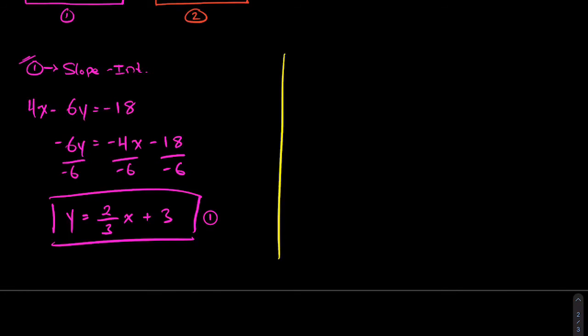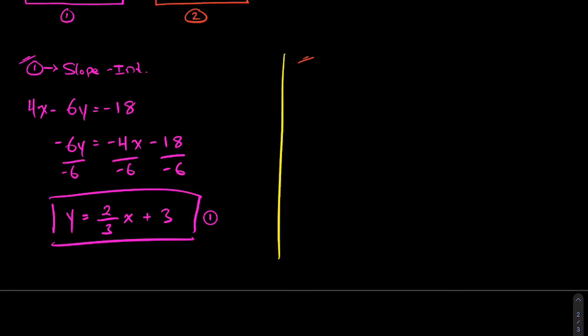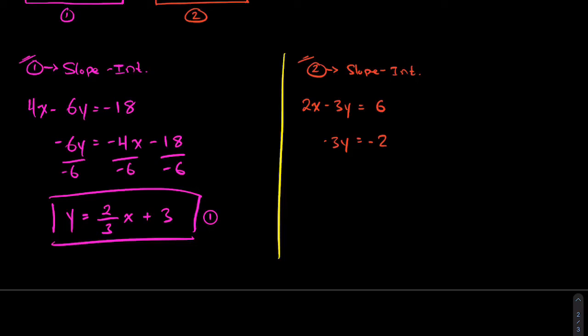And let's do number 2 here. We'll do it in red. 2x minus 3y equals 6. Let's get that 2x to the other side, so we're going to subtract it. And we'll divide by negative 3. And we get y equals 2 over 3x minus 2. Beautiful. So we have both equations here.